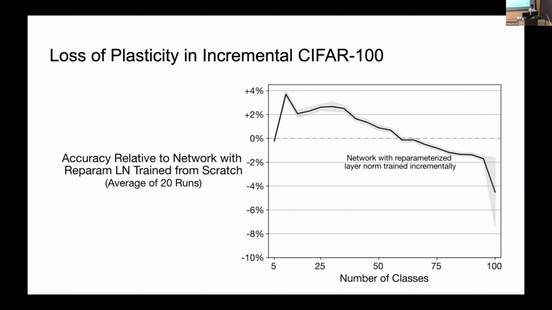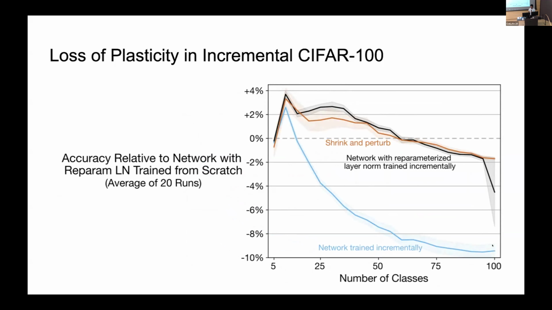So yeah, if you just take the reparameterized layer norm and then train it incrementally, you see the sharp drop. And if you don't have reparameterization, then you have a dramatic loss of plasticity in this case. If you use shrink and perturb, it performs fairly well. At least it doesn't collapse at the end. And if you have selective weight reinitialization, then it almost fully fixes this plasticity loss issue, as well as the resetting baseline.